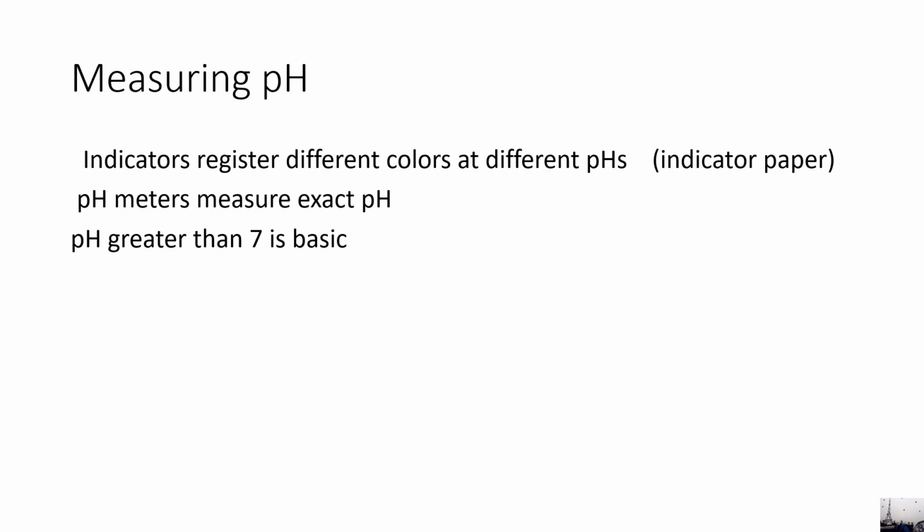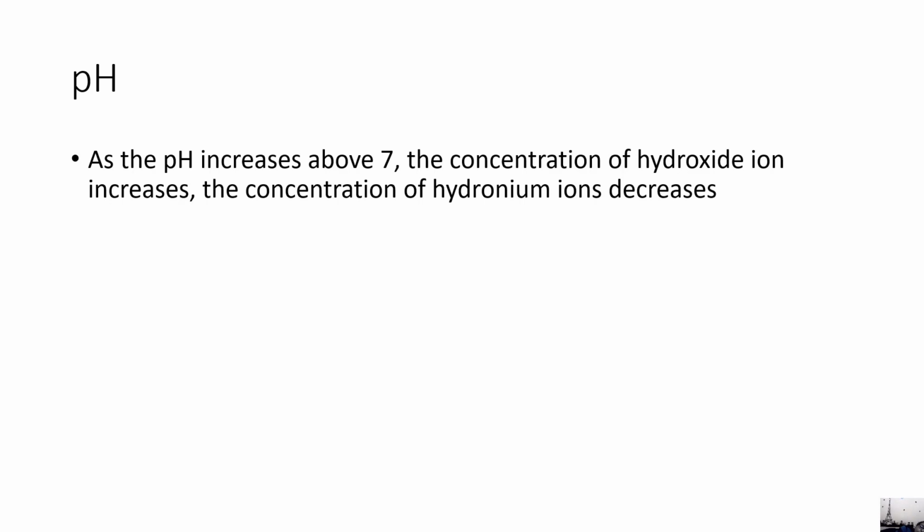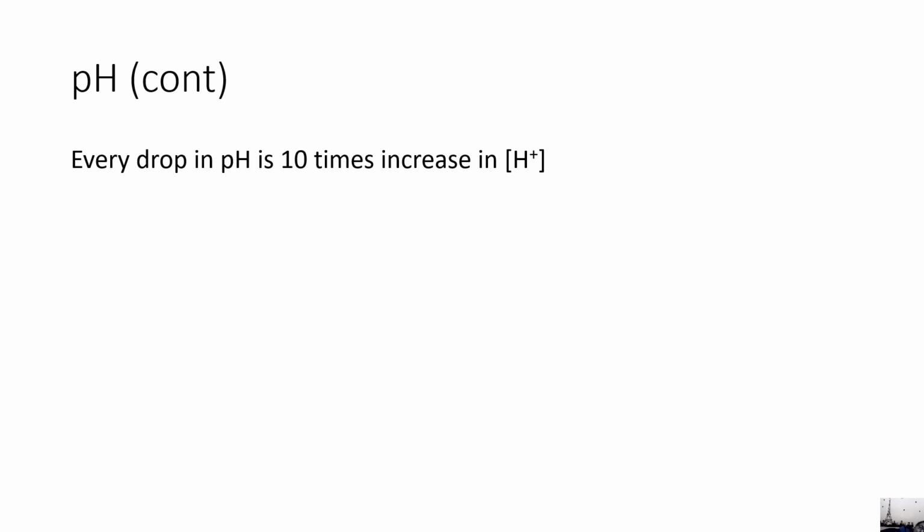Okay. pH greater than 7 is obviously basic. 7 is the neutral pH. pH greater than 7 is basic, and pH 7 is neutral, not acidic or basic. If the pH is less than 7, it's acidic. Okay. So as the pH increases above 7, the concentration of hydroxide ion increases and the concentration of hydronium ion decreases. Okay. So every drop in pH is a 10 times increase in H+.